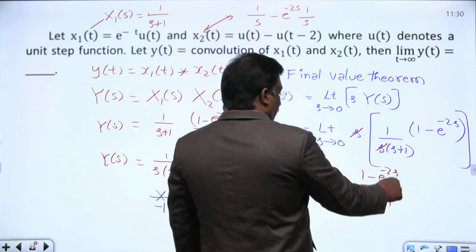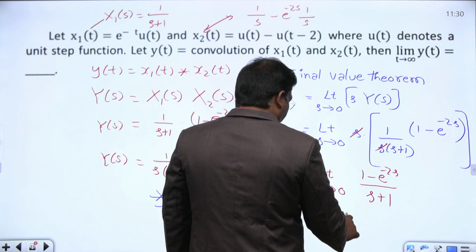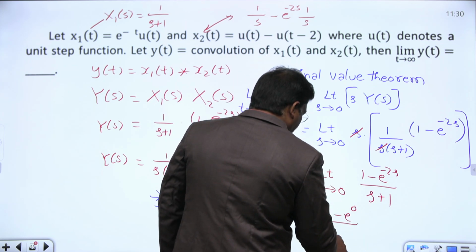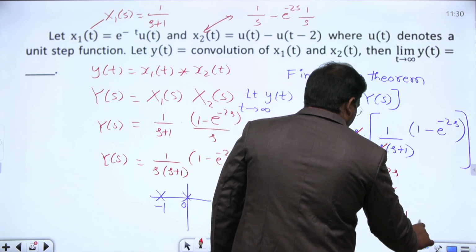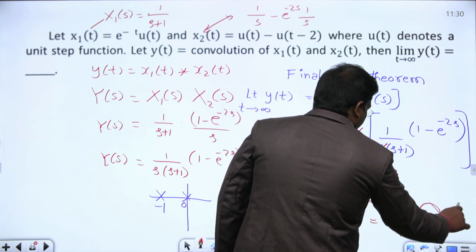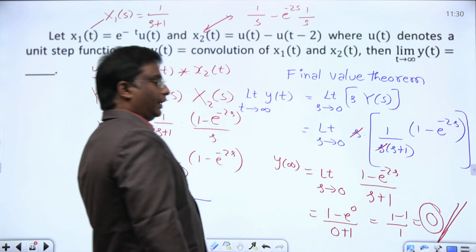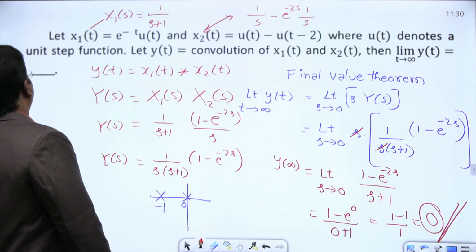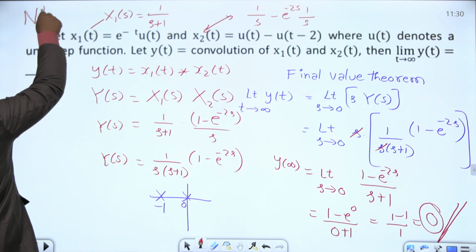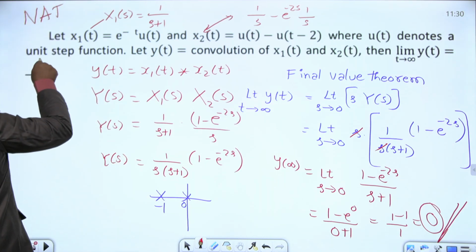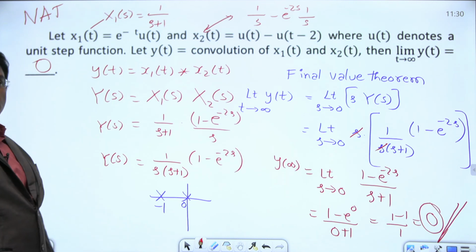When s equals 0, e power 0 is 1, and the denominator is 0 plus 1. This is 1 minus 1 by 1. What is the value? 0. The answer for the given question is nothing but 0. It's a NAT question, fill in the blanks, and 0 is the right answer.